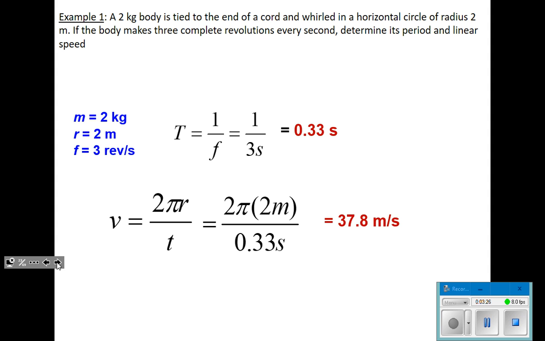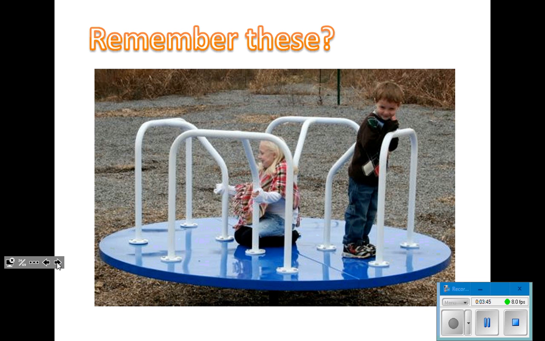Like I said, though, we could just also do 2 pi times 2 meters times 3 revolutions per second. And then those revolutions just really wouldn't be a part of our answer because it's just the number that's per second. Okay, so do you guys remember these?